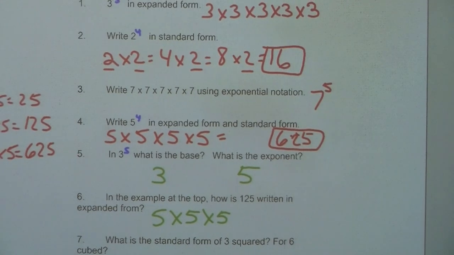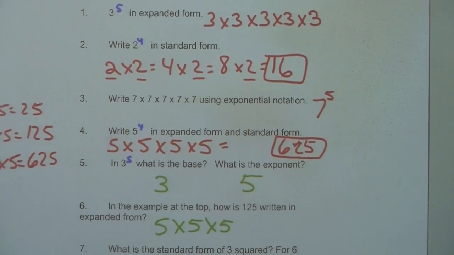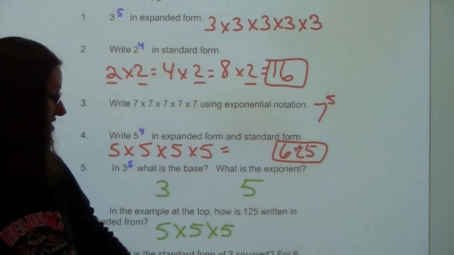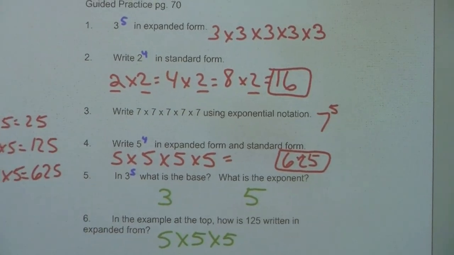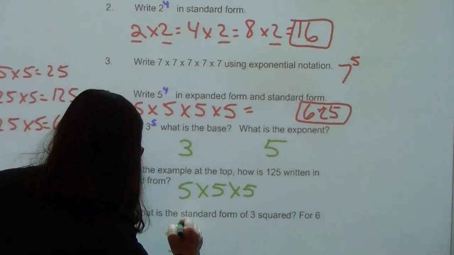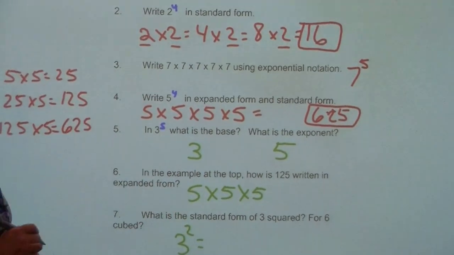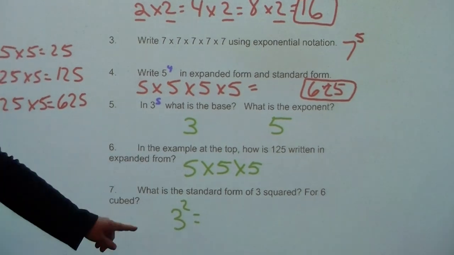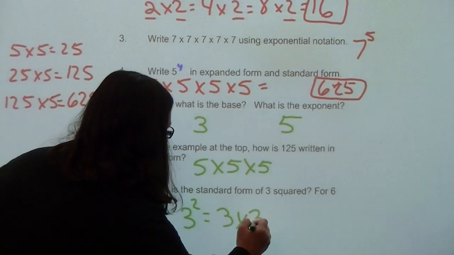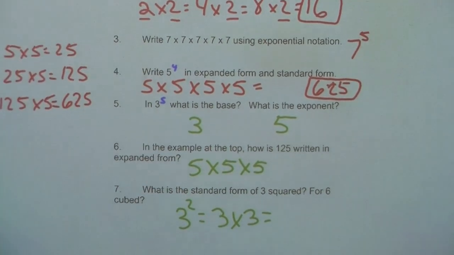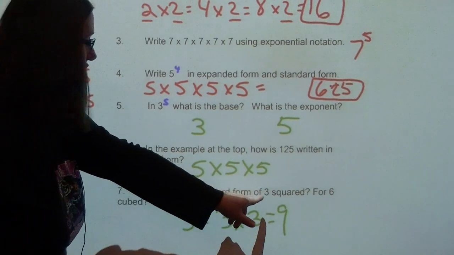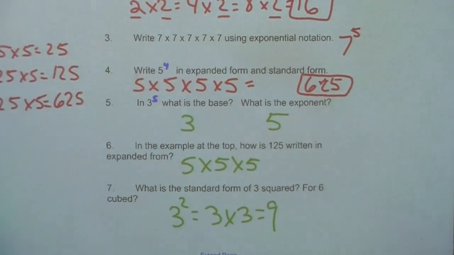Now number 7. What is the standard form of 3 squared? Well, what is 3 squared written in exponential notation? We would have 3 to the 2nd power. Okay? Now I need to put that in standard form. So this tells me to do what? 3 times 3. And what is 3 times 3? 9. Good job. So the standard form for 3 squared is 9.